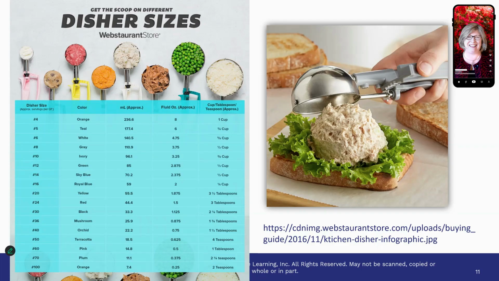And it's important to use the corresponding size scoop to the recipe. So if your recipe says it yields 12 servings, 12 half cup servings, then you need to use something to measure the half cup or you won't have 12 servings. And so you see quite a few different size scoops. They're called dishers as well, but we call them scoops.